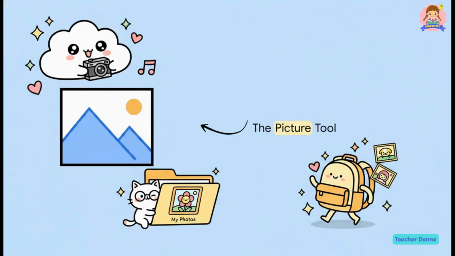All right, let's look at the very first tool on our map, the picture tool. You'll spot it by the little icon of a sun over some mountains. Clicking this lets you grab photos that are already saved straight from your own computer's backpack. It's absolutely perfect for adding a photo of your pet or a drawing you saved earlier.